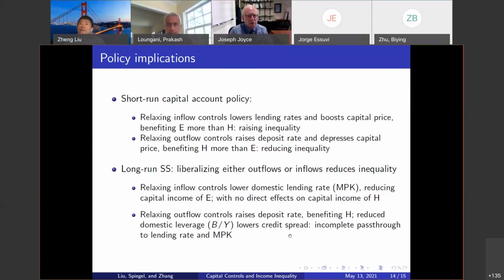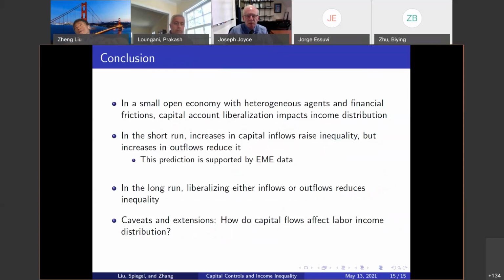So here's a very quick summary of what we have looked at. In a small open economy model with financial frictions, capital inflow increases would raise inequality in the short run, and outflow increases would reduce inequality. And this prediction seemed to be consistent with the EME data. In the long run, liberalizing either inflow or outflow would reduce inequality. Of course, we didn't look at the effect or implication of capital flows on labor income distribution, which would be an interesting and important subject for future studies.